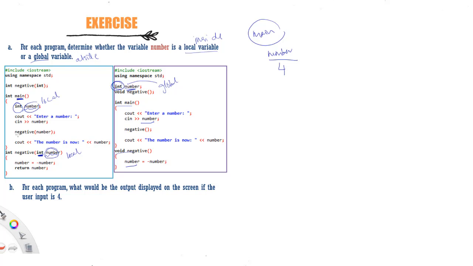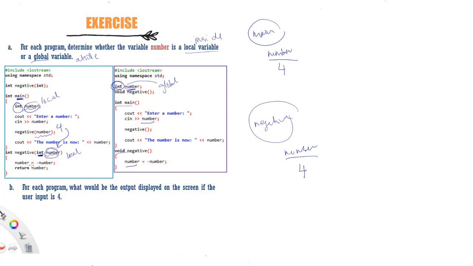This is a function call, and this is a parameter. What value is inside there? The value inside here is 4. So this value will be sent to the parameter called number as well. When it is called, we go to the other function called negative. This function negative also has its own variable called number. Since 4 is transferred here, this parameter will also receive 4.